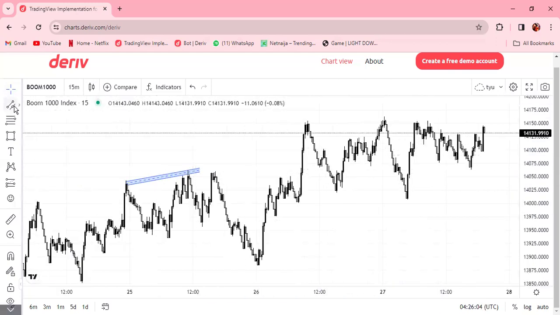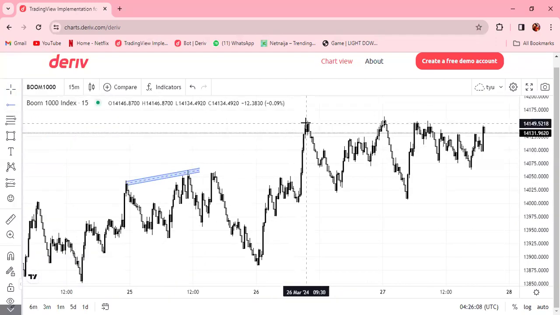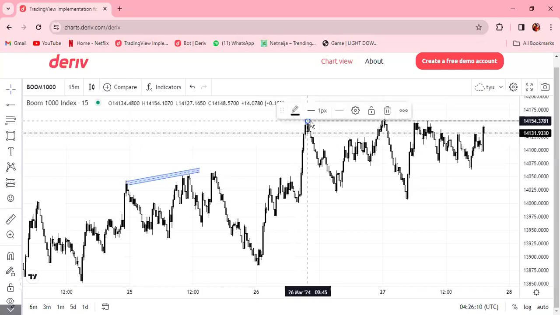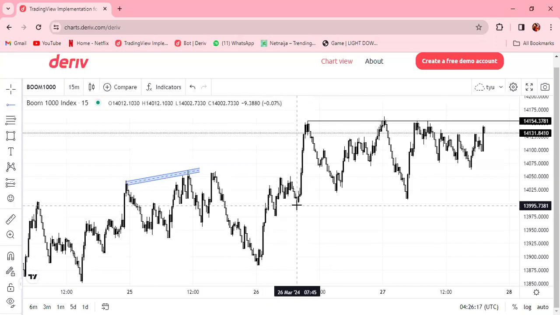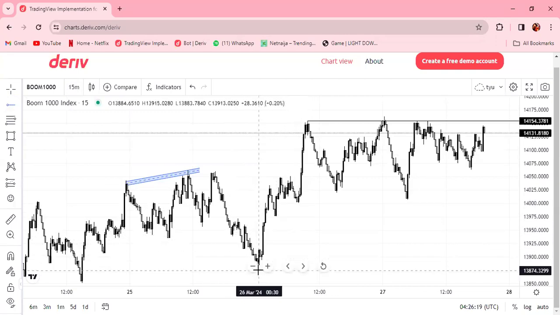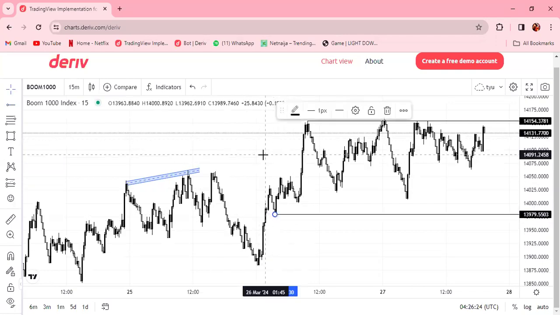For example, we have this high here. This is our final high up here, and then we have our final low. With the final low, let's say this one, right?